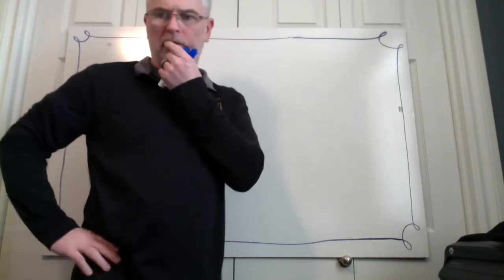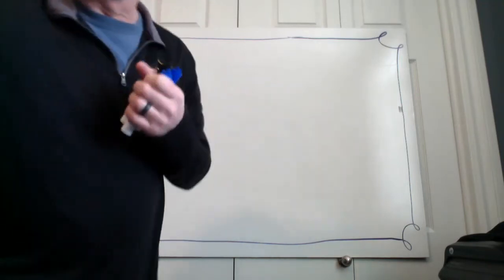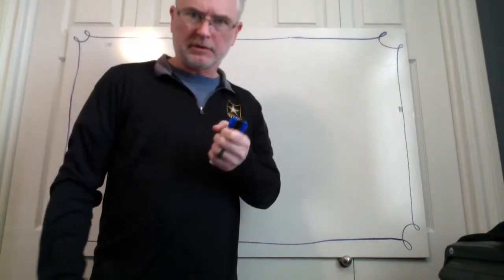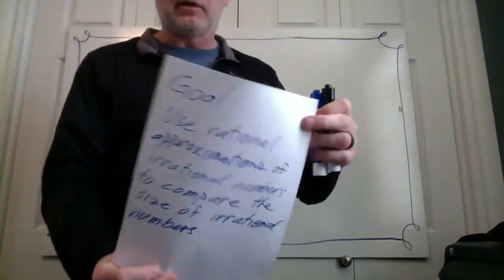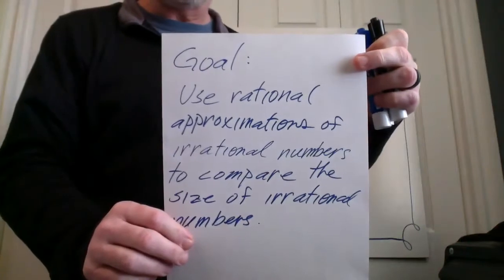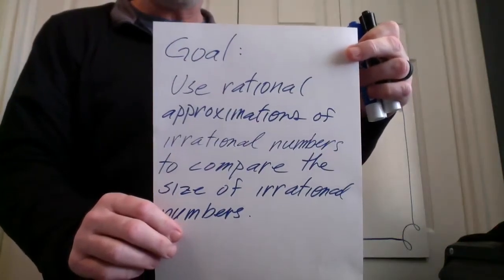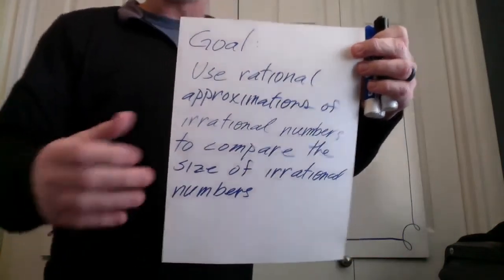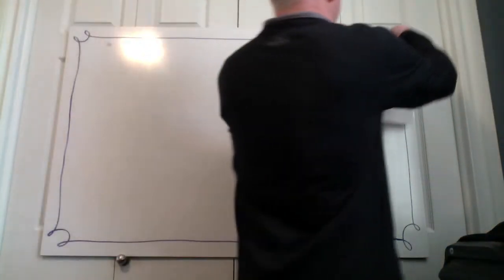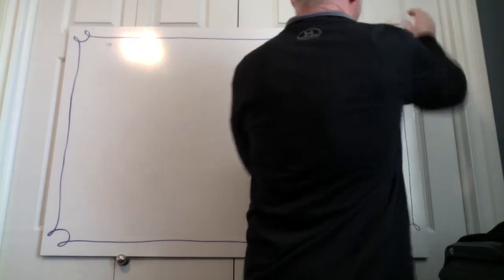Hey, so we're going to be looking at lesson 1.3, which is about ordering real numbers. And the goal for this lesson is to use rational approximations of irrational numbers to compare the size of those irrational numbers. So I know my writing wasn't the neatest thing there, but I'm kind of in a hurry.